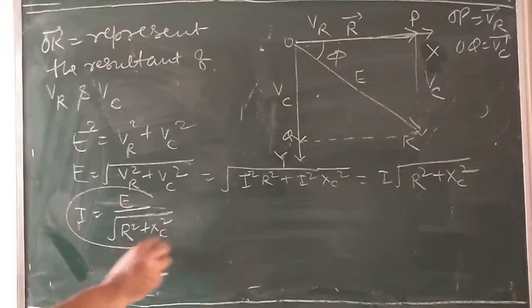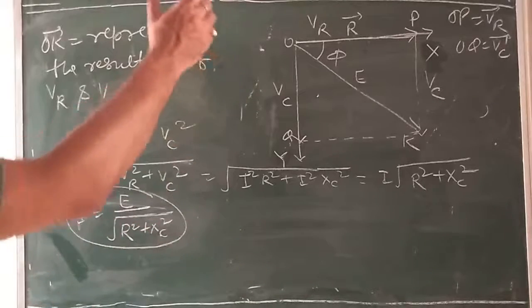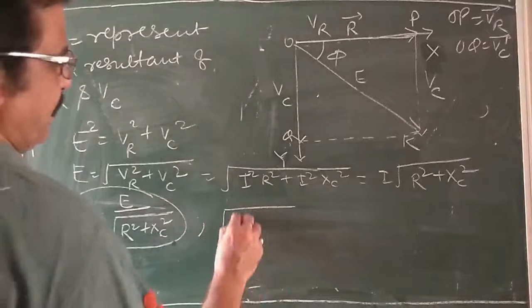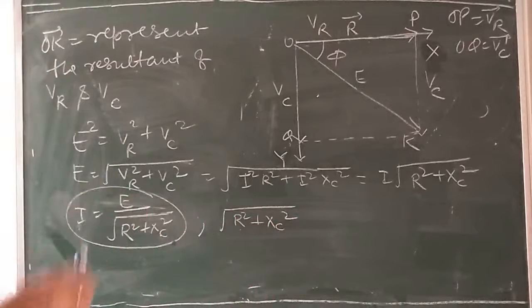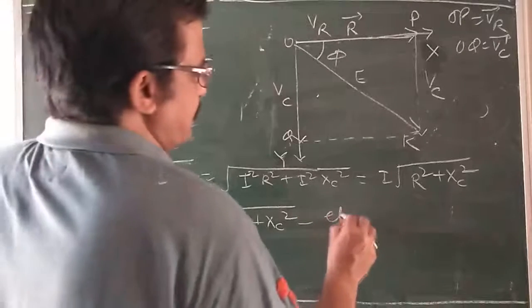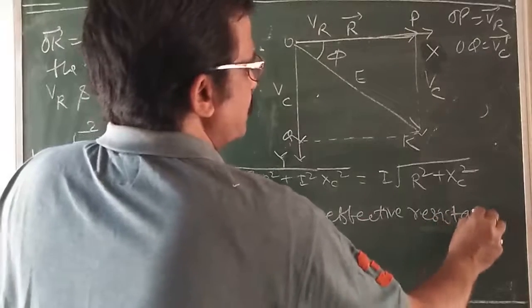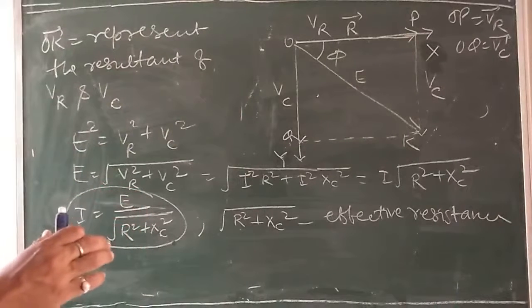Again, this equation resembles our Ohm's law equation, that is I is equal to V upon R. So the denominator of this equation resembles the resistance of this circuit RC. This is called impedance. The term under root of R square plus XC square represents the effective resistance of the RC circuit.